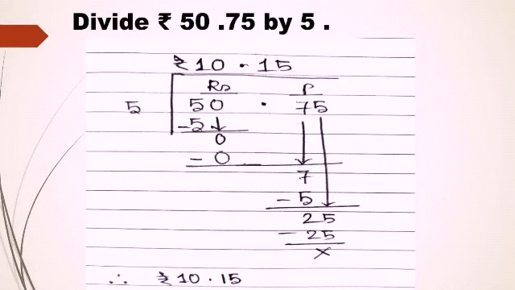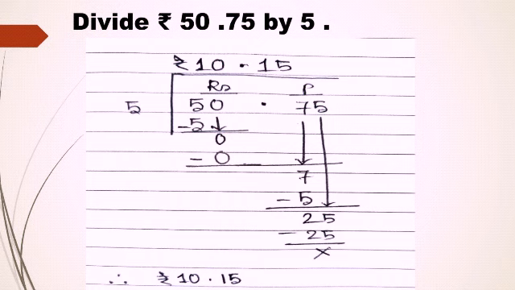Now look at the question. It is a division. How to divide, you know that you have to apply the same rule only. So here you divide rupees 50.75 by 5. So we can do one thing, that we have to divide it by 5. So how to do it?